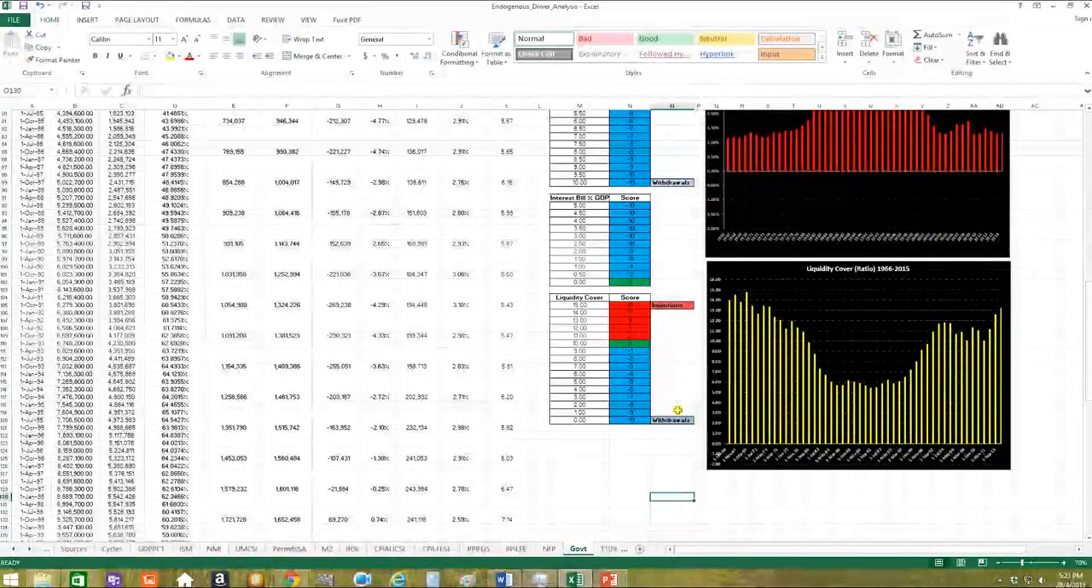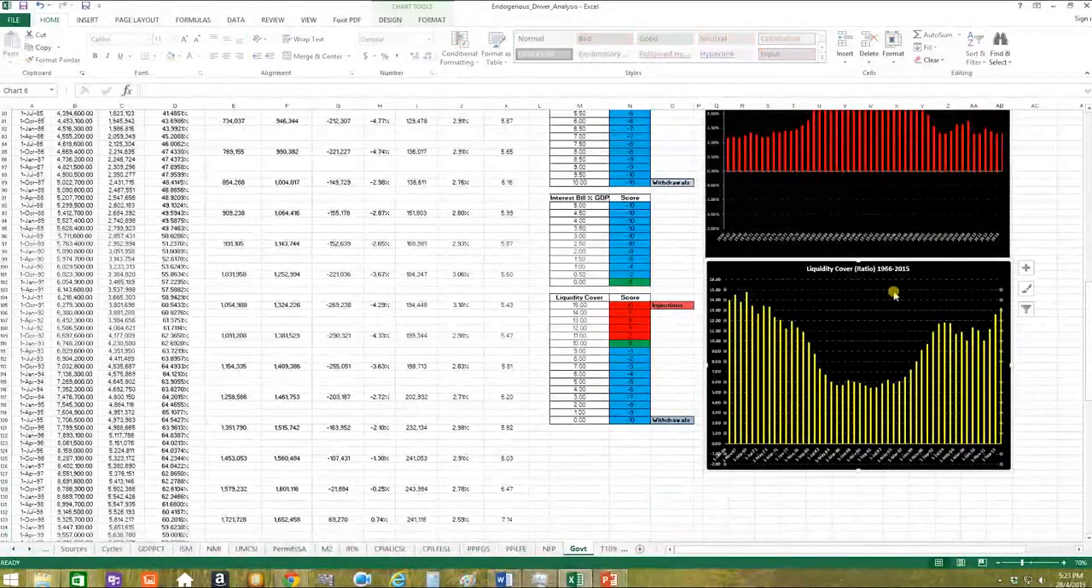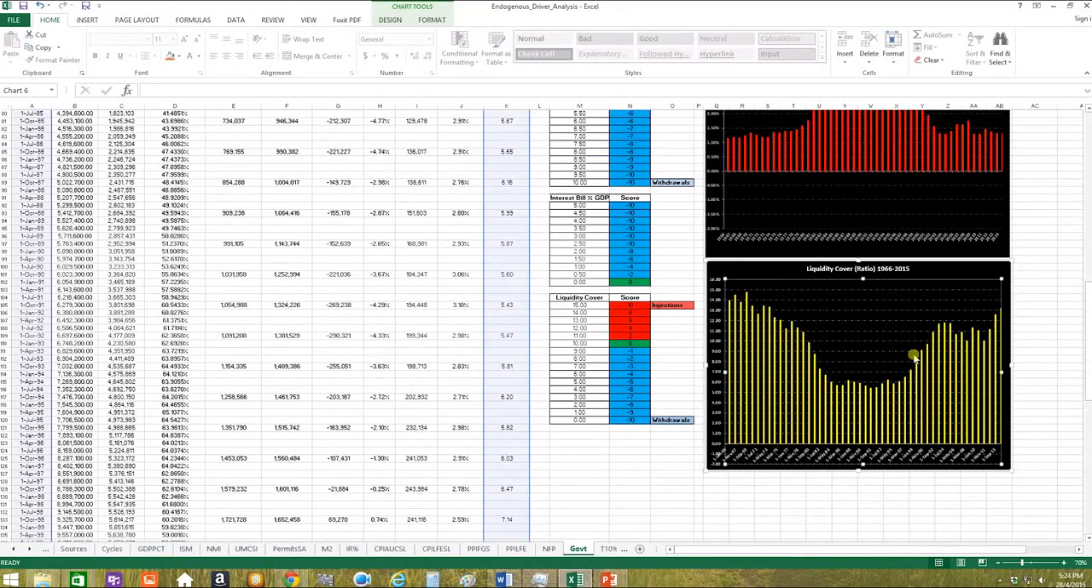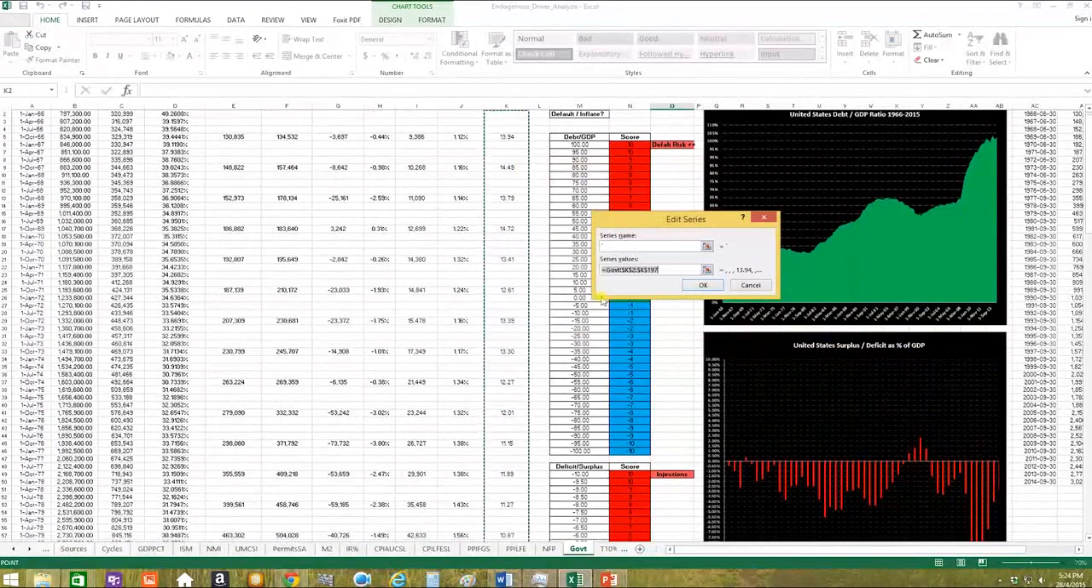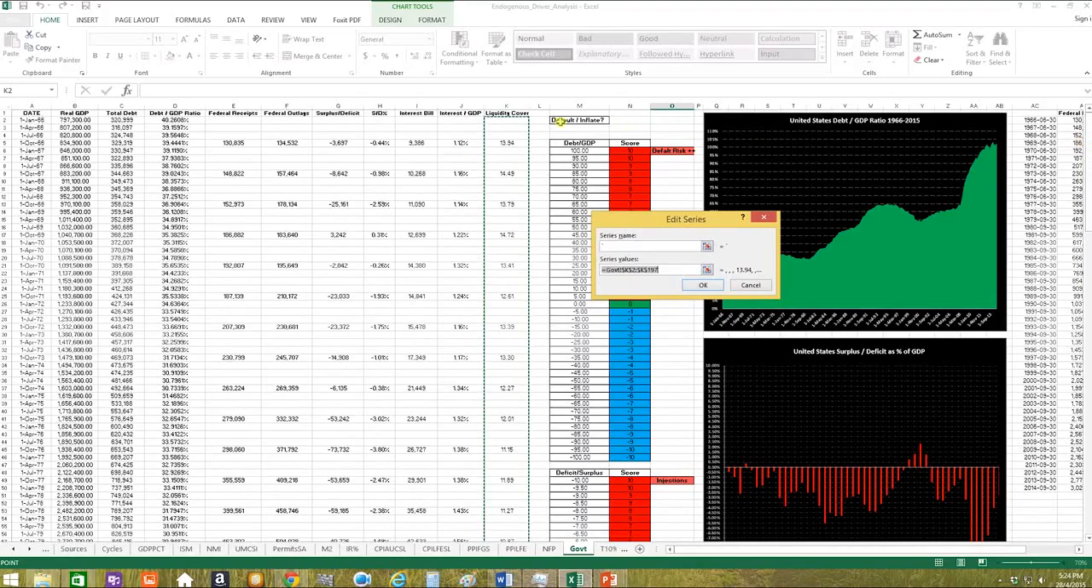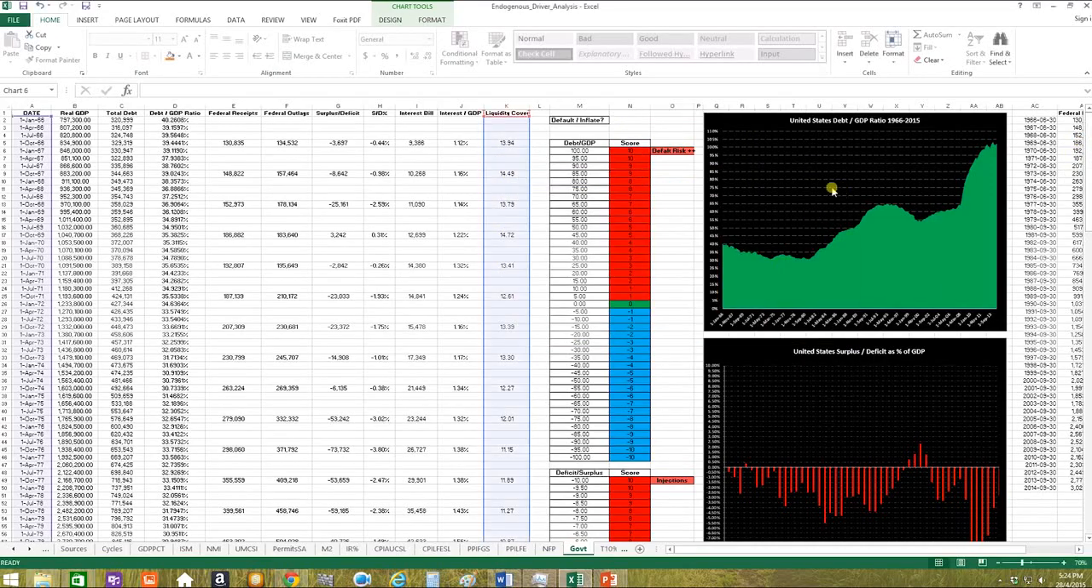So if we go to the liquidity cover ratio chart going back to 1966, if we do our shortcut, select data, click on the cells that it's referencing, the column it's referencing, we find that it's referencing column K. So if we come out of there, we can look into column K, look at how this is worked out.